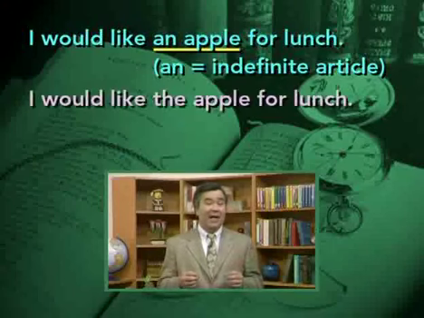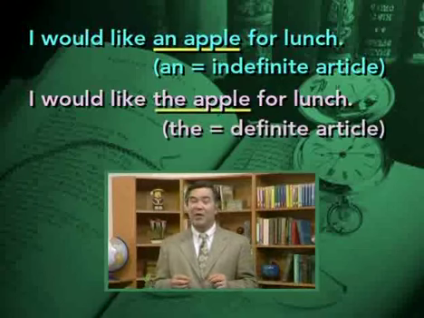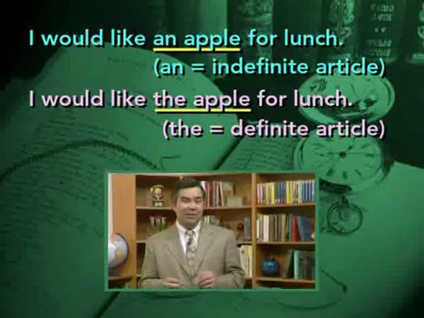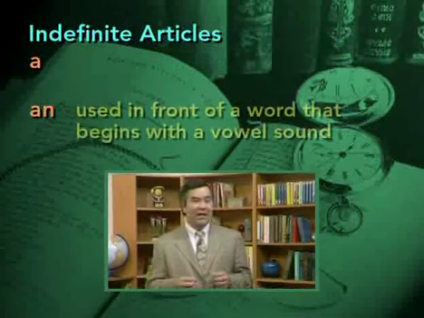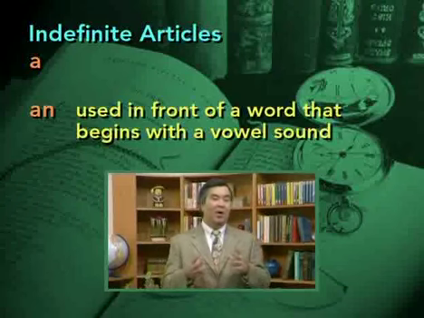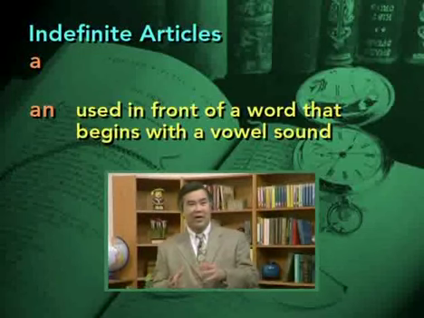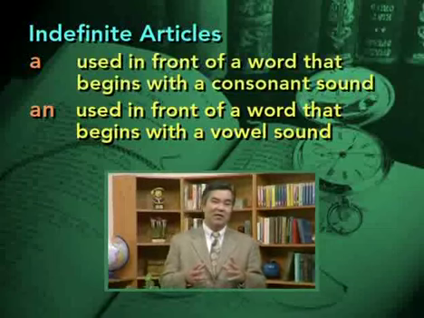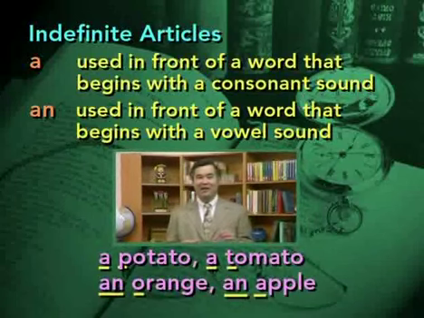If I say, I would like the apple for lunch, I'm referring to the one apple that I see on the counter in front of me right now. So that's the difference between an indefinite article and a definite article. The only difference between a and an, which are both indefinite articles, is that an is used in front of a word that begins with a vowel sound, an open sound like apple or orange. The article a is used before a noun that begins with a consonant sound, a closed sound like potato or tomato.